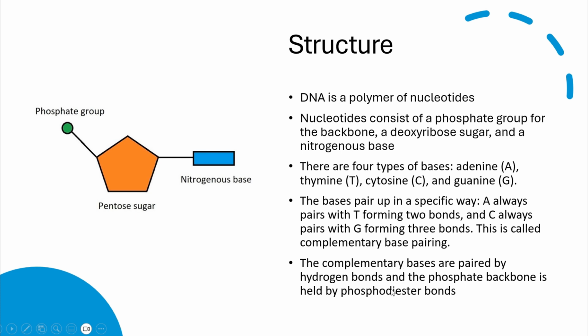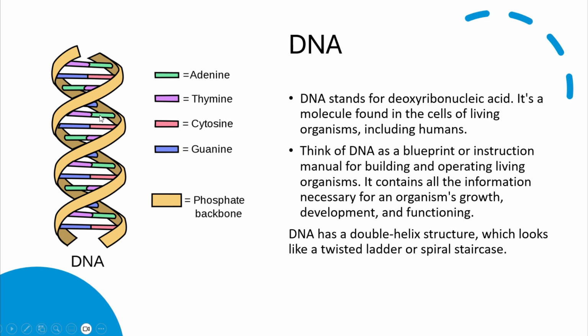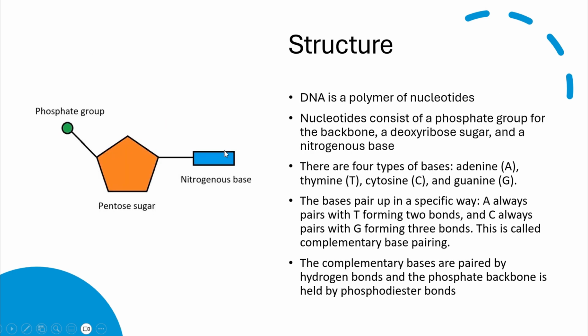And the phosphate backbone is held by phosphodiester bonds. So this phosphate group, this nucleotide will join to another nucleotide below it. And that's going to be formed together by a phosphodiester bond. That's the name of the bond between those phosphate groups. And on the other side, you'll have another nucleotide, which will be bonded to that. So this is adenine, which is bonded to thymine, and they will have two hydrogen bonds between them because AT, whereas CG will have three between them.